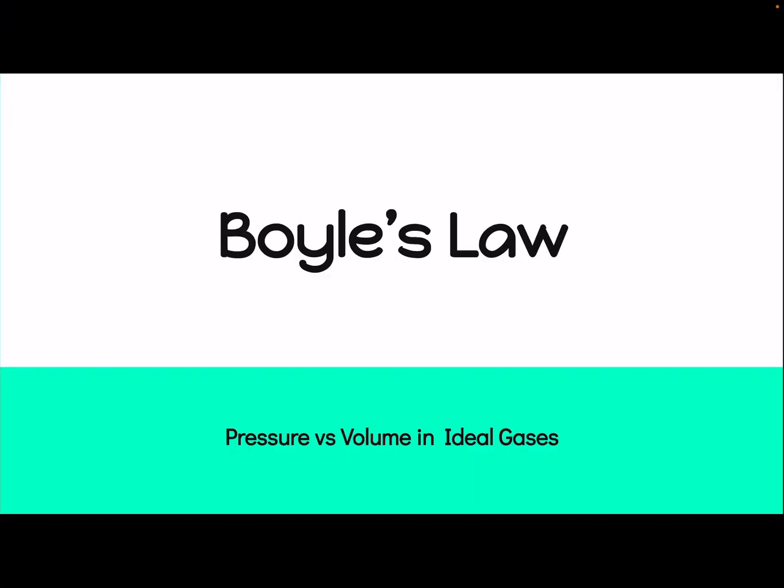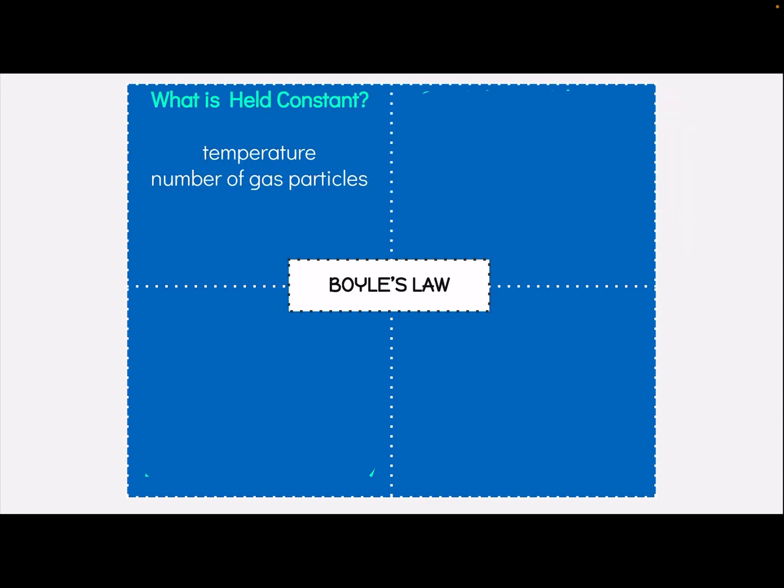Now we'll look at Boyle's law. This law looks at the relationship between pressure and volume in ideal gases. So in Boyle's law, we hold temperature and the number of gas particles constant. That just means that the temperature isn't changing and we're not adding or removing any particles of gas.